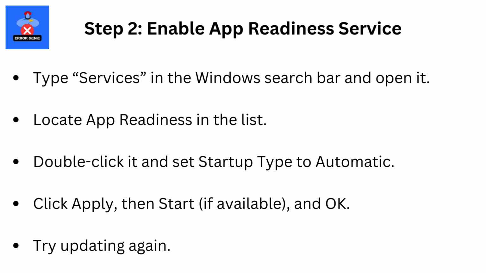Step 2. Enable App Readiness service. Type Services in the Windows search bar and open it. Locate App Readiness in the list. Double-click it and set Startup Type to Automatic. Click Apply, then Start if available, and OK. Try updating again.